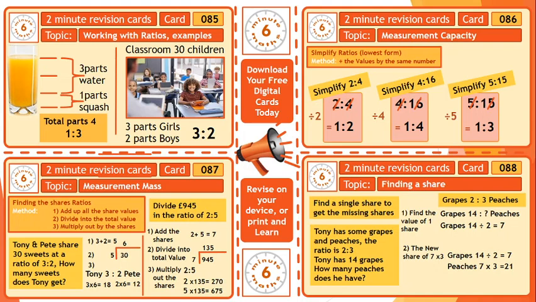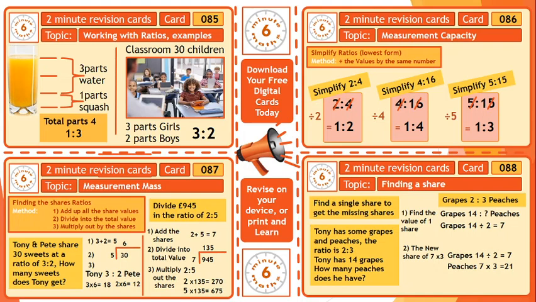So the next one, simplify 4 to 16. And that could be red socks, or loose socks to paired socks maybe. I don't know, it could be anything. So 4 to 16, I know straight away, because I know my 4 times table, that 4 goes into them both. 4 into 4 goes 1, 4 into 16 goes 4 times. So reduced and simplified down, the answer is 1 to 4. And the last one, simplify 5 to 15, they both divide by 5. 5 into 5 goes 1, 5 into 15 goes 3. So the simplified answer is 1 to 3.